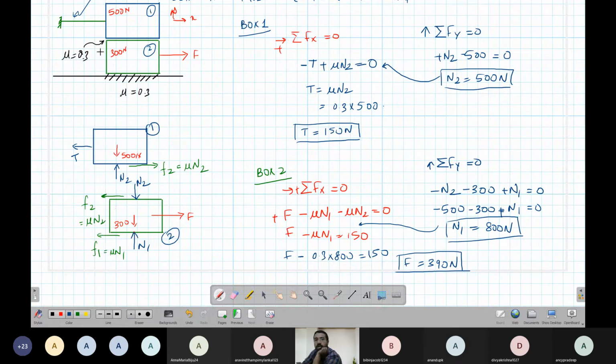This will start to move and the force in the string will be equal to 150. This force applied in the string is T. So that will be the force in the string.